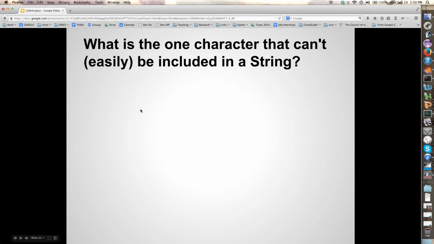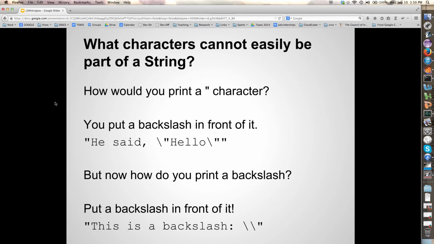I put the easily in parentheses here because it can be included in a string. So what couldn't you include in a string literal? Think about that for a second. We'll go to the next slide. Obviously, a double quote, right? Because once you put a double quote, Java's going to assume that that ends the string.